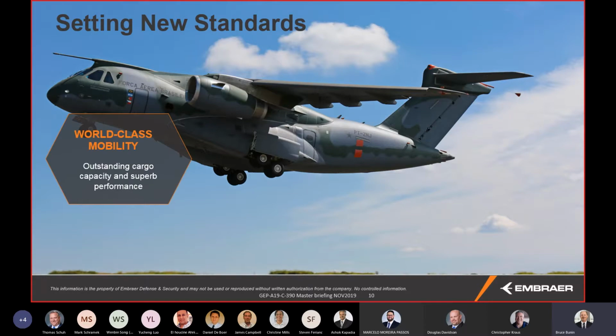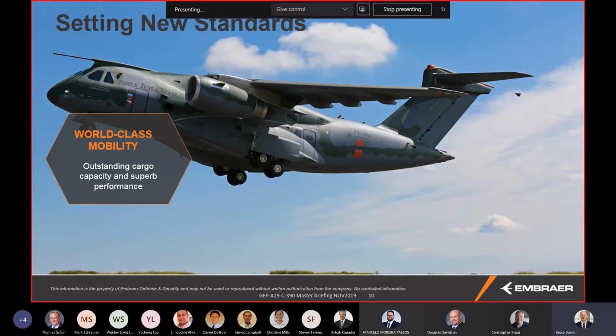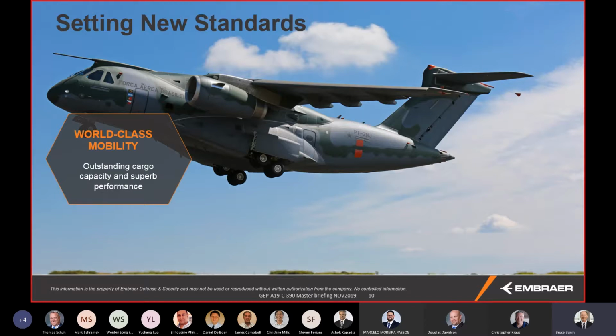Part of the criteria for the airplane was its mobility capability, and I'll show you a little more about that. But basically, we carry probably 15 to 20% more in payload capability in terms of weight, at least, than the C-130, depending on the type of cargo. And I'll talk about that a little bit more.